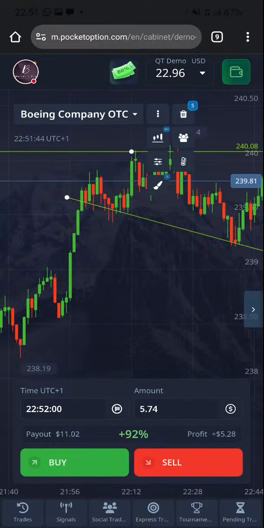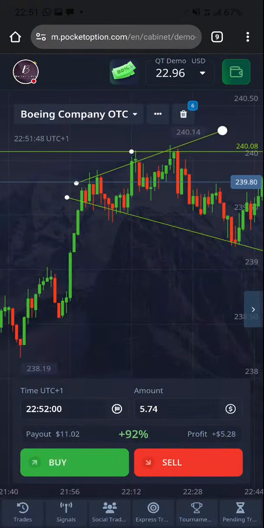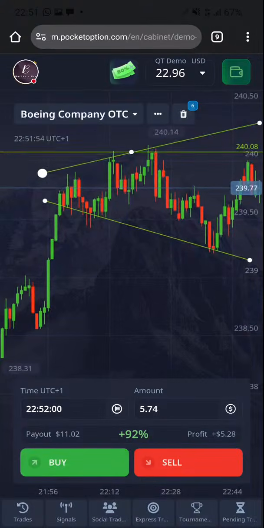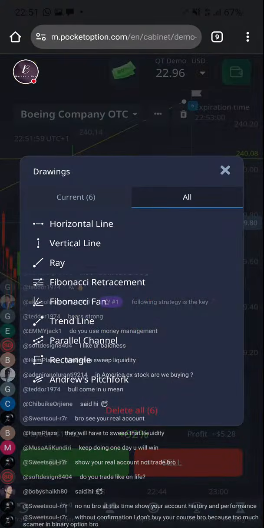Yes, it's a basic market structure pattern. So let's mark everything over here. Look at this. This is beautiful. Okay, without confirmation, I don't buy.